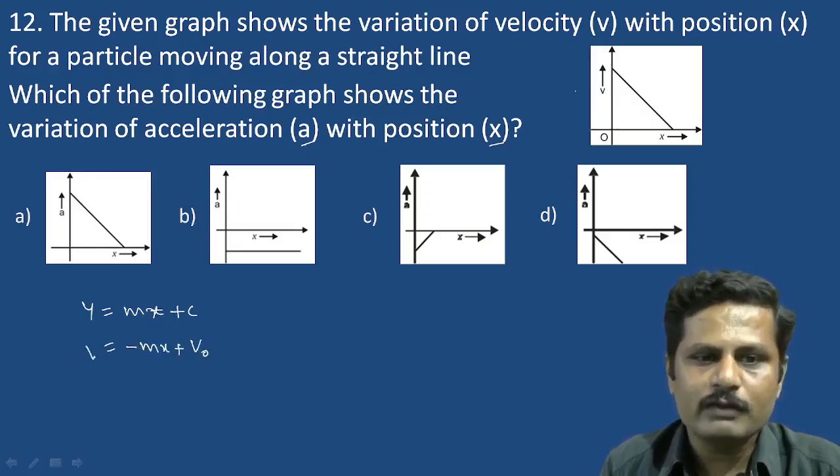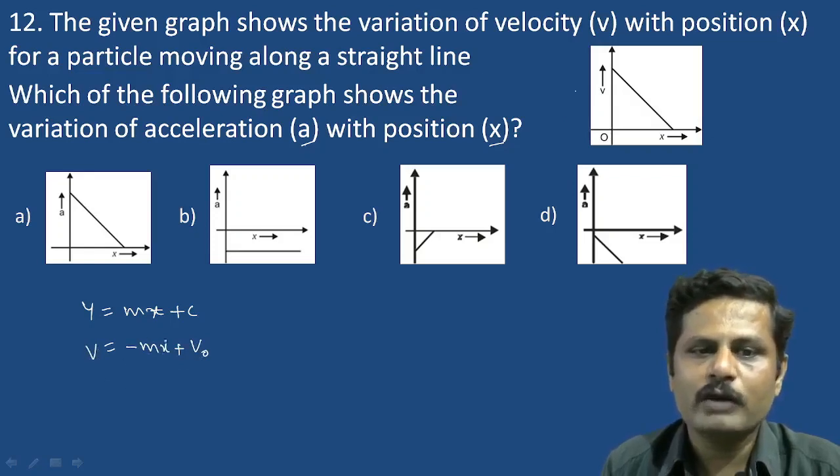So this is what v is equal to. Along the y-axis there is a change in the velocity: v equals minus mx plus v0. Why have we taken minus here? Because the straight line is inclined to the y-axis, therefore minus m.